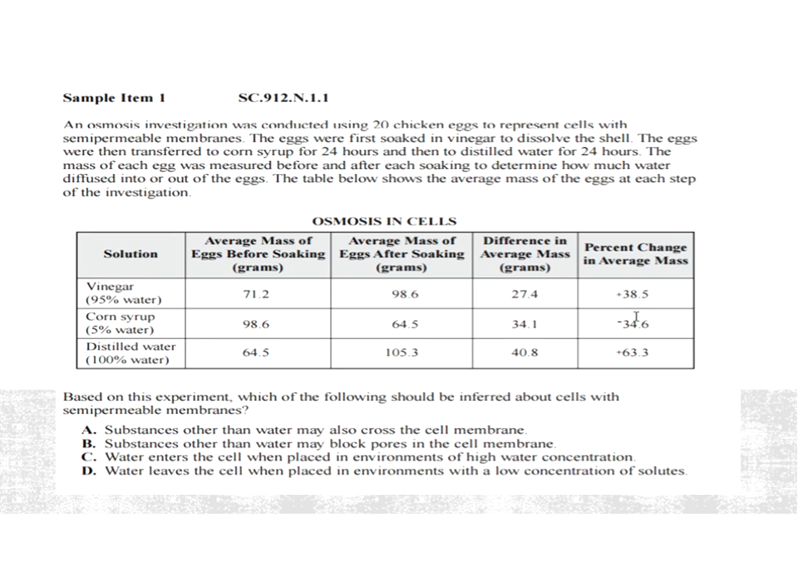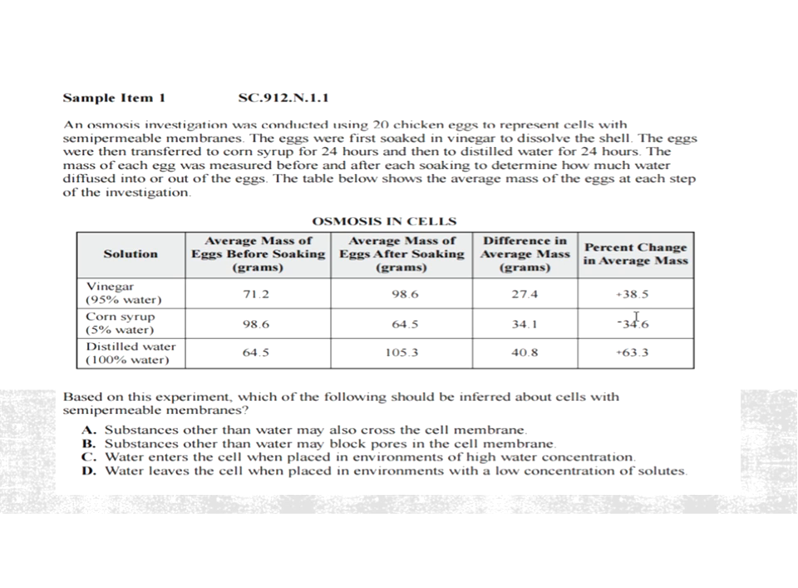So that was a difference of 34.1 grams that it went back down. In the distilled water, it started at that 64.5 grams, and then it increased to 105.3 grams, so it had an increase of 40.8 grams in mass. And then this last column is just showing a percent change, okay? So overall, when it was in the vinegar and in the water, the mass increased. When it was in the corn syrup, it decreased.